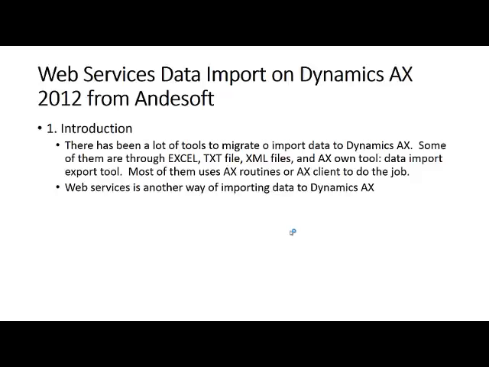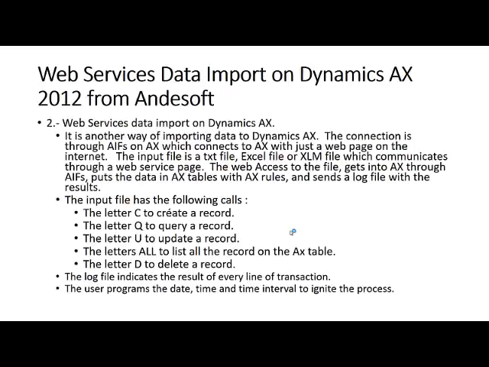Web services, an introduction. There have been lots of tools to migrate or import data on Dynamic AX. Some of them are Excel, TXT files, XML files, an AX own tool, the famous XPO files, and the data import-export tool. Most of them use AX routines or AX clients to do the job. Web services is another way of importing data to Dynamic AX, and here I'm going to show you how this works.